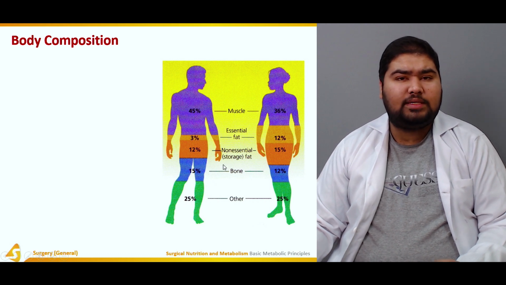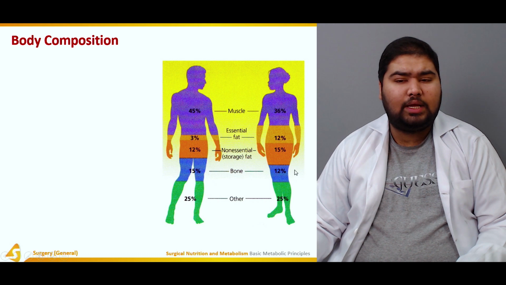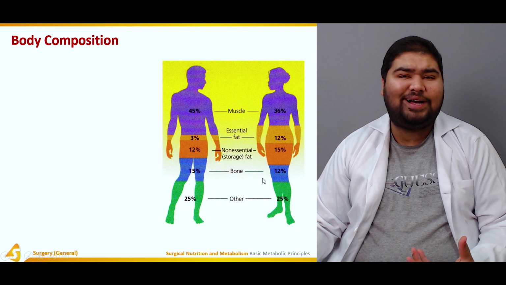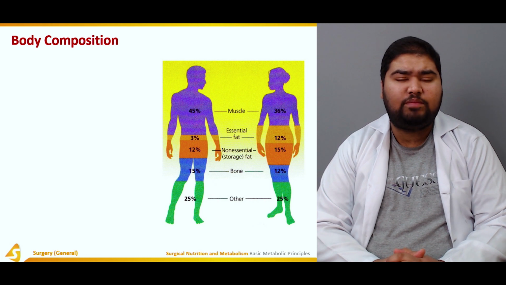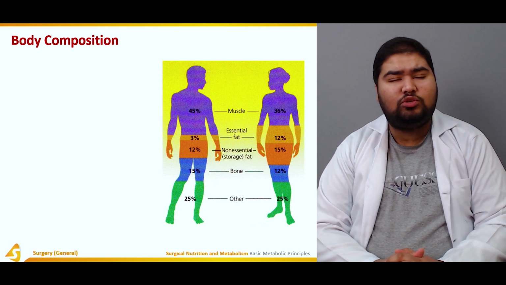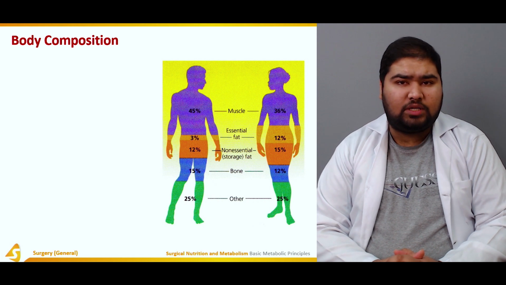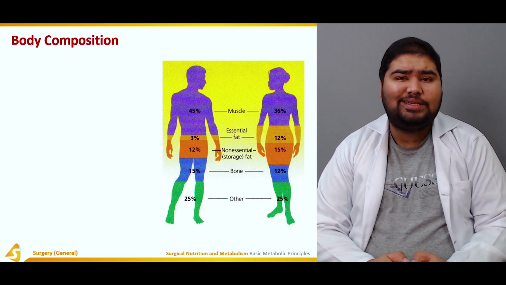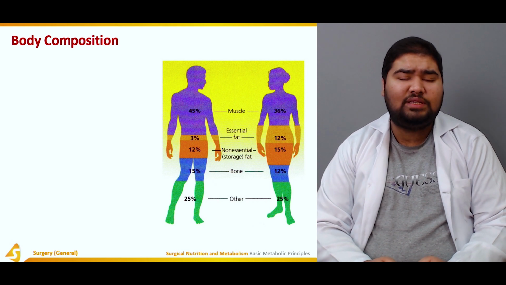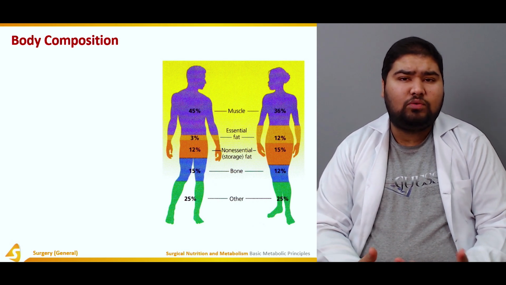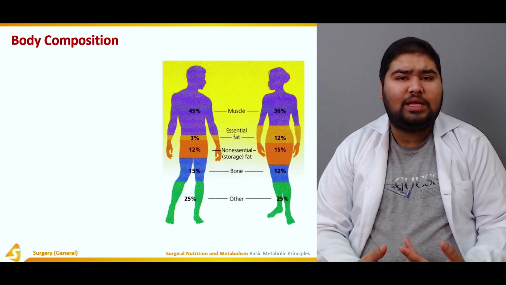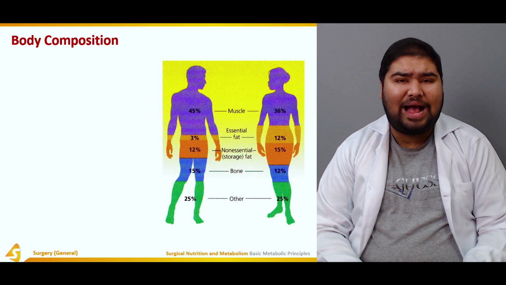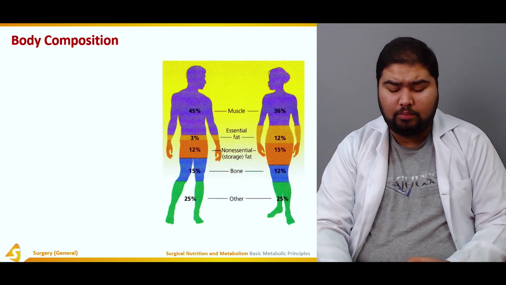Now, the bone comprises 15% of the body in the males and 12% in the females. And finally, we have the other components, the miscellaneous components that comprise about 25% of the male body and 25% of the female body. These include the substances that are used to hold together different cells in the body. These include the collagens, the ground substance, all the substances that help in the making or that act as a framework of the human body.